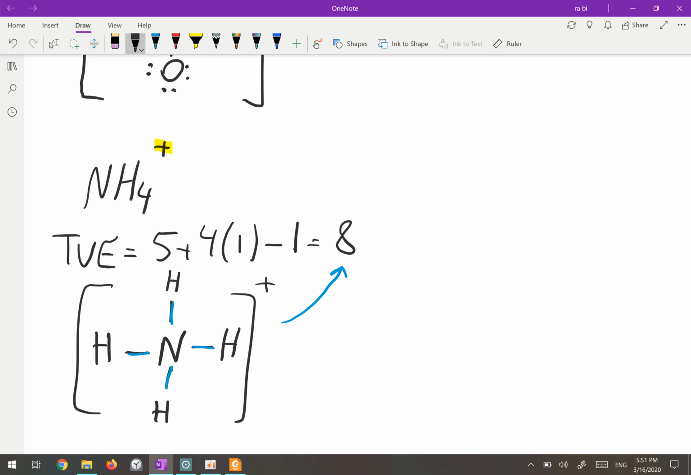Okay, but the question is, the nitrogen has 5 valence electrons, so it means if it shares only 3 electrons it becomes octet, it becomes 8. So why here does the nitrogen form 4 bonds? Actually, in one of these bonds, the electrons are not shared from both atoms. Let me explain it here.